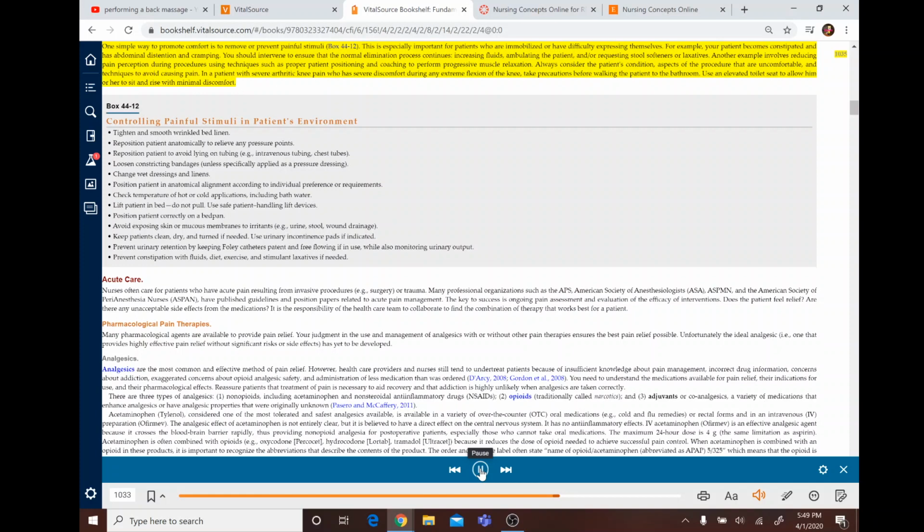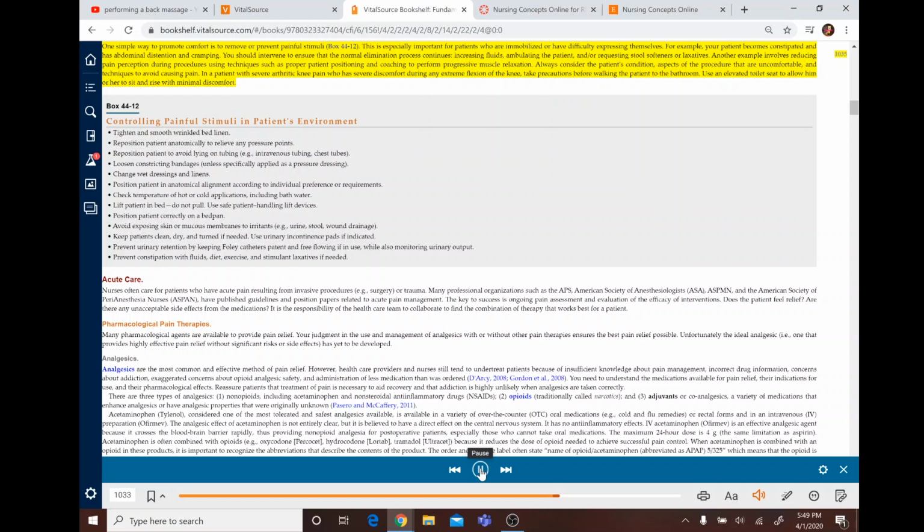Reducing pain perception and reception. One simple way to promote comfort is to remove or prevent painful stimuli. Box 44-12. This is especially important for patients who are immobilized or have difficulty expressing themselves. For example, your patient becomes constipated and has abdominal distension and cramping. You should intervene to ensure that the normal elimination process continues, increasing fluids, ambulating the patient, and/or requesting stool softeners or laxatives. Another example involves reducing pain perception during procedures using techniques such as proper patient positioning and coaching to perform progressive muscle relaxation.